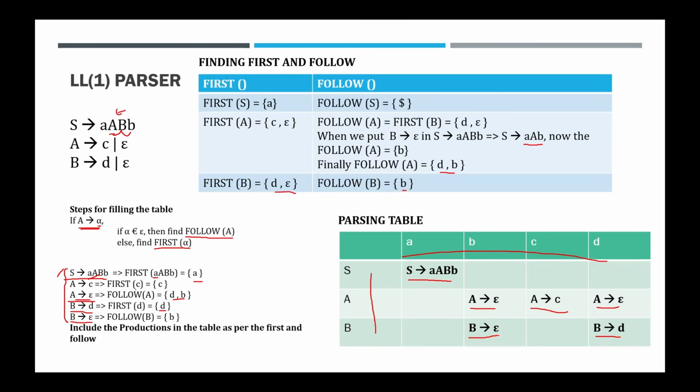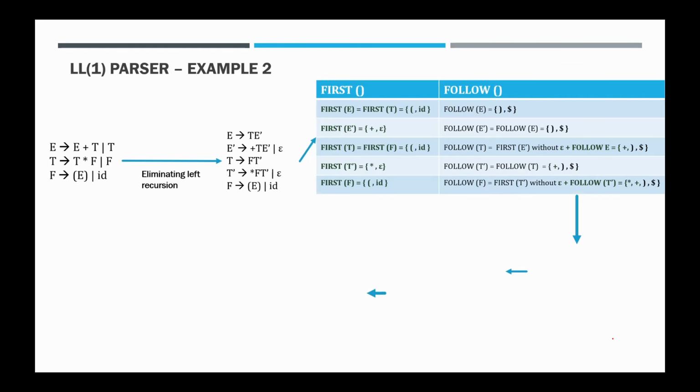After constructing the parsing table, if you have noticed, each and every cell has only one production. So we can say the constructed parsing table is LL(1). I'll quickly see another example also. This is the same grammar that we have already considered. Eliminating left recursion, we got this. Then after that we found the first and follow.